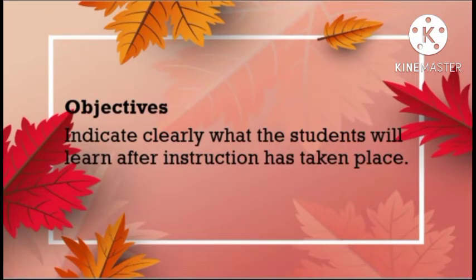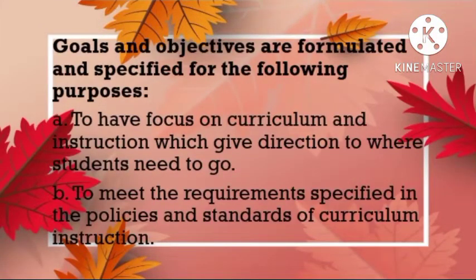Objectives indicate clearly what the students will learn after instruction has taken place. Objectives is a goal or something to aim for. An example of objectives is a list of things to accomplish after the lesson, and it can be located at the first part of our lesson plan. Goals and objectives are formulated and specified for the following purposes.